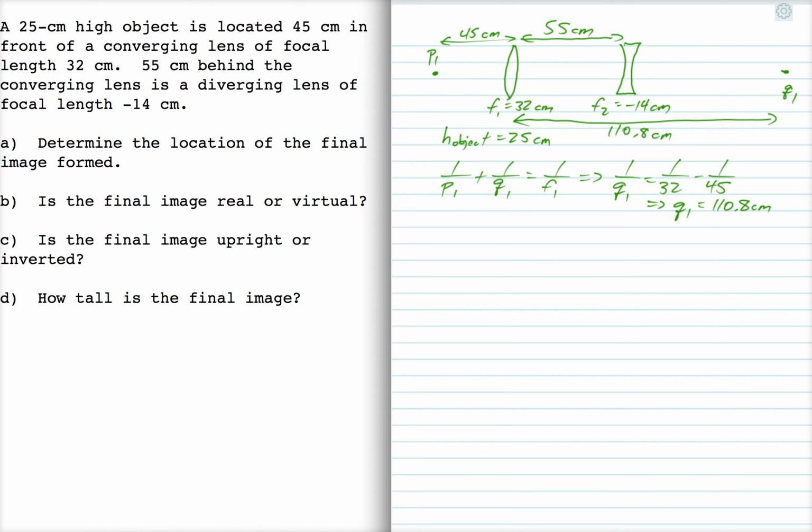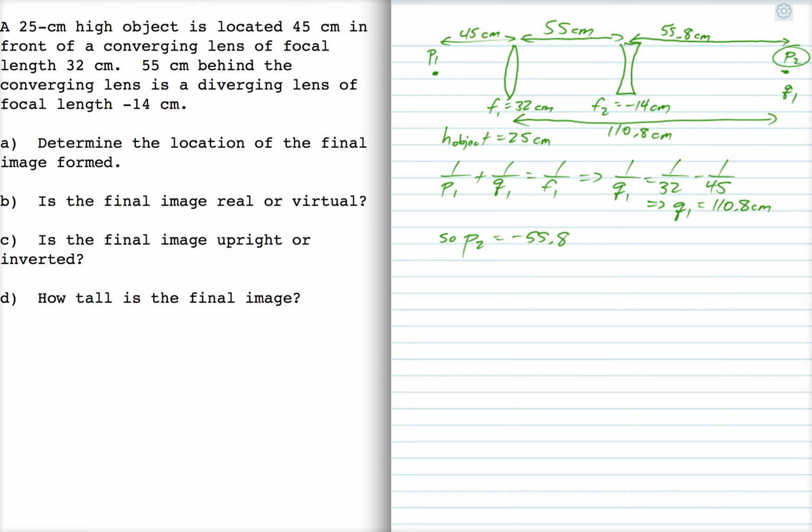Well, now Q1 is P2, right? That's the object for the second lens. That distance is 55.8 centimeters. Okay? So P2, now since P2 is behind lens 2, P2 is minus 55.8. Now remember, it's possible for that to happen.